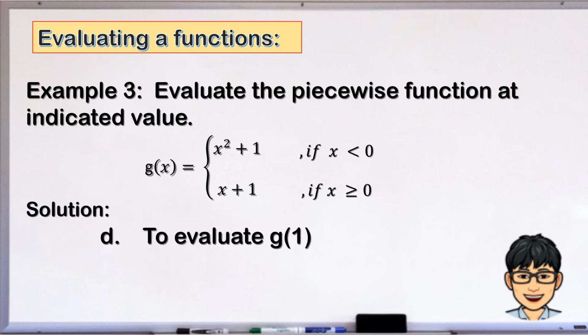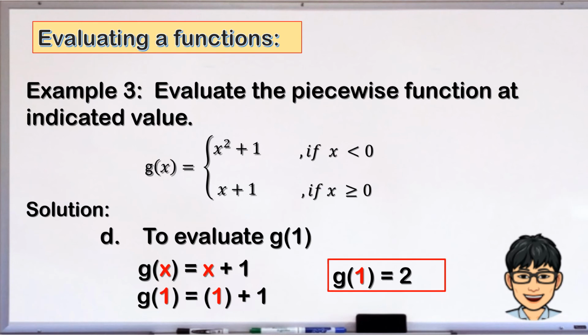Okay, for g of 1, since 1 is greater than 0, so, again, ang gagamitin nating function ay g of x is equal to x plus 1. And then, palitan natin ng 1 si x. So, we have g of 1 is equal to 1 plus 1. Therefore, g of 1 is equal to 2.